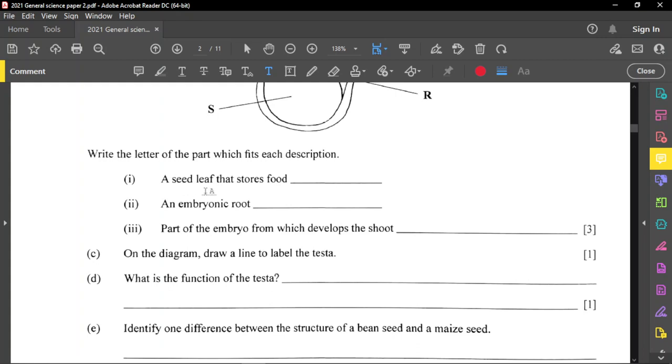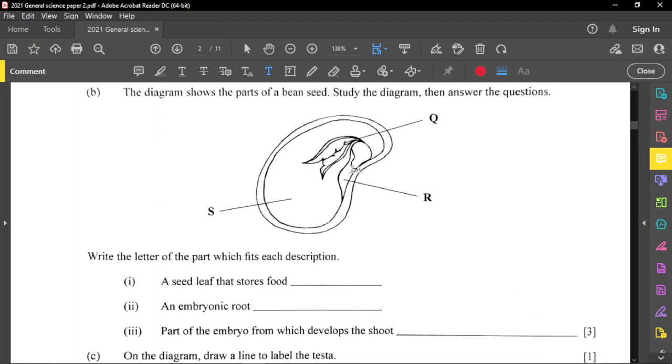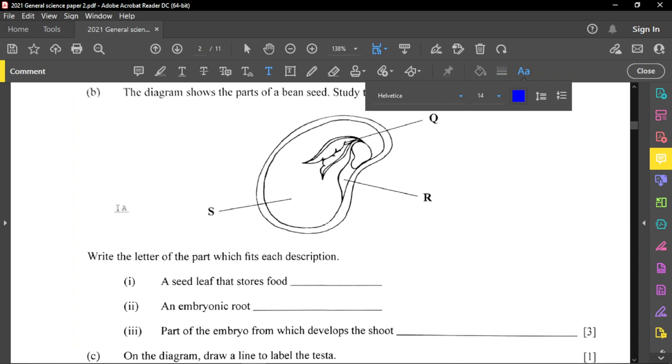And so for A, it's a seed leaf that stores food. The part that stores food is called a cotyledon. So this part here is called a cotyledon. Let's just quickly label them. So this is the cotyledon. And this will be the radicle. So that's the radicle there. And this part here is the plumule. So those are the parts of a seed.